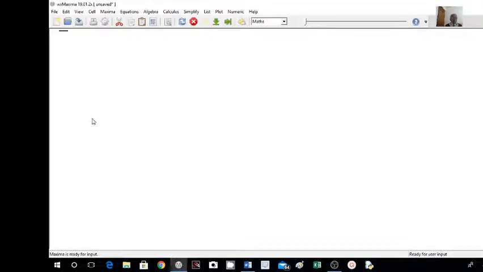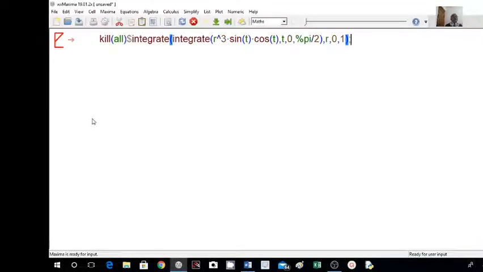Now here I will paste with Control V: kill all, integrate r cube into sin theta into cos theta. I cannot write theta here, therefore I am writing t. t ranges from 0 to pi by 2, and then r ranges from 0 to 1. Let me execute this program by Shift Enter. Yes, I am getting the answer 1 by 8.